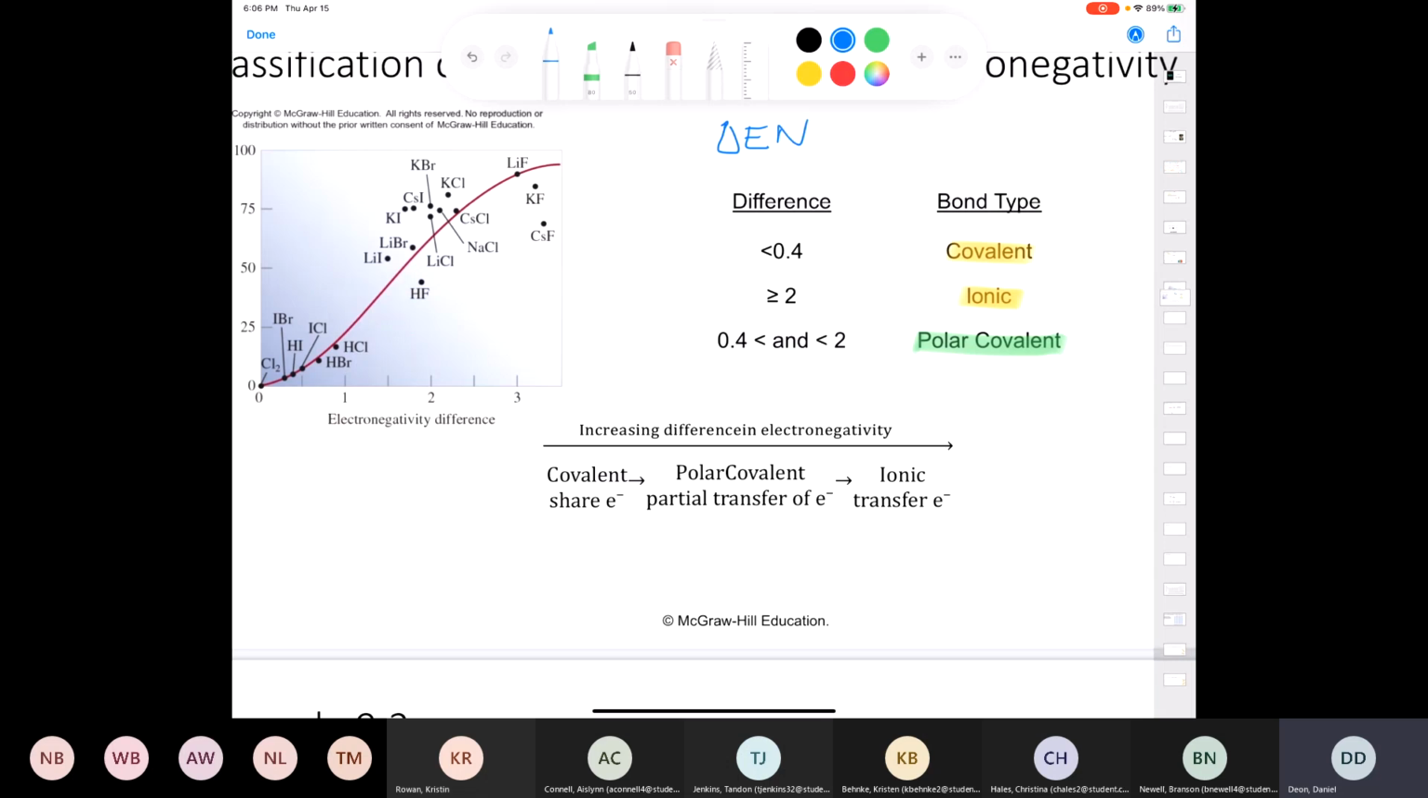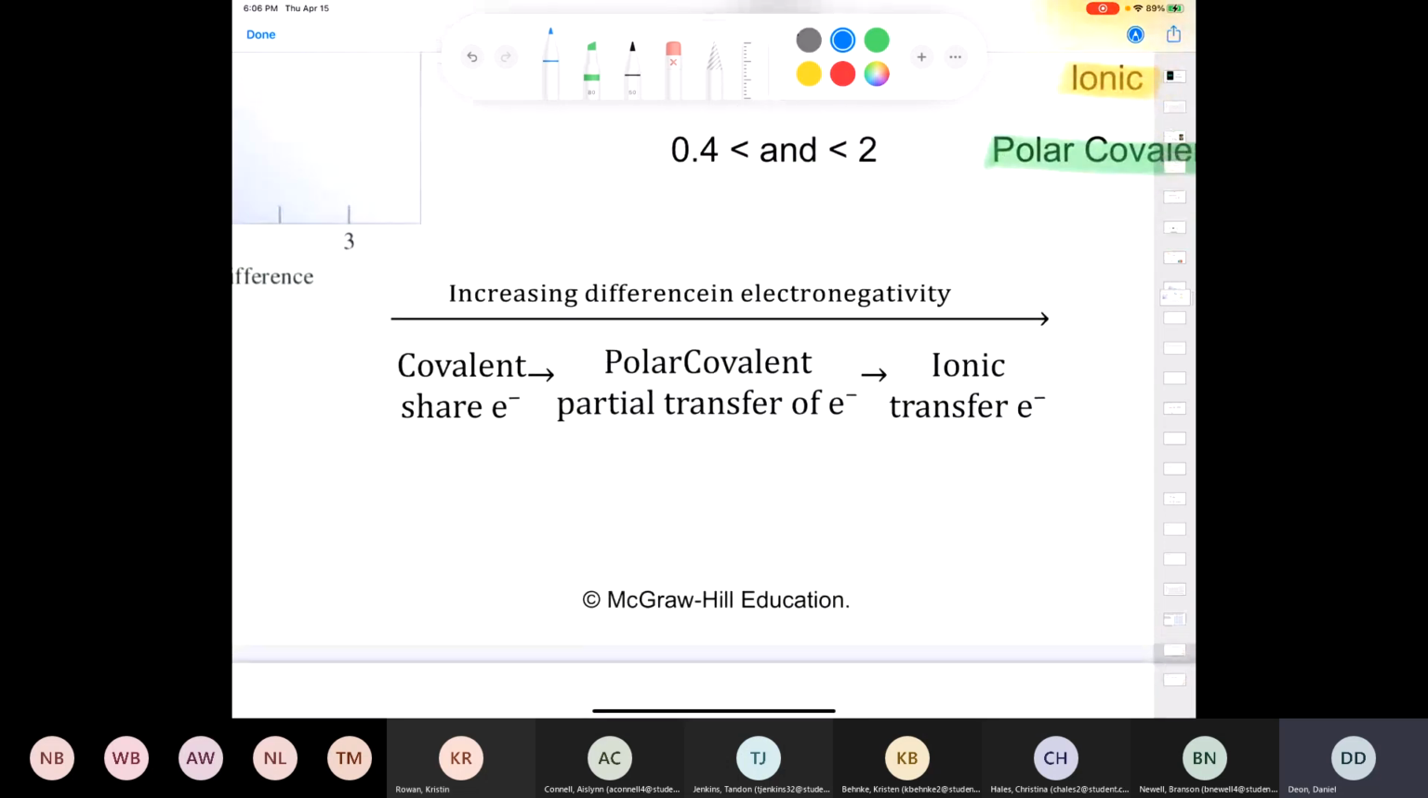So if we think about these differences in electronegativity, delta EN, when it's less than 0.4, we have a covalent bond and we have sharing of electrons. If it's between 0.4 and 2, this counts as a polar covalent bond, where we have a partial transfer of electrons. I'll talk more about that in a second, and I'll show you how we use the delta symbol to represent a partial transfer. And if it's greater than 2, you, my friend, have an ionic bond.